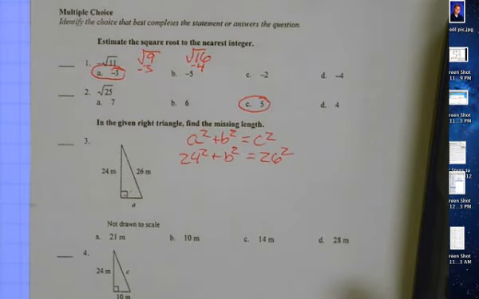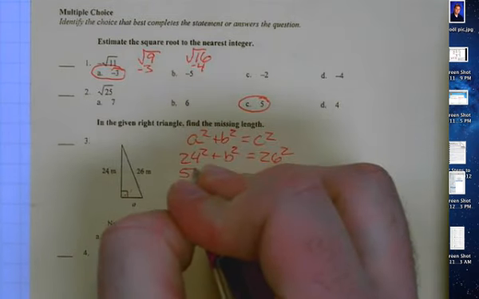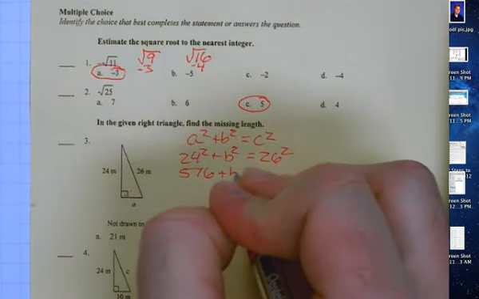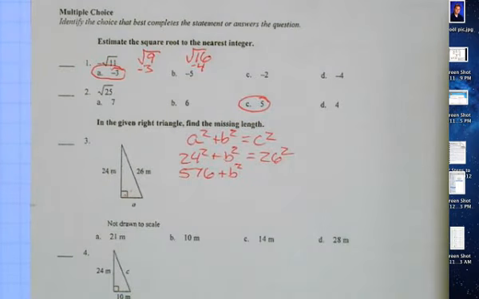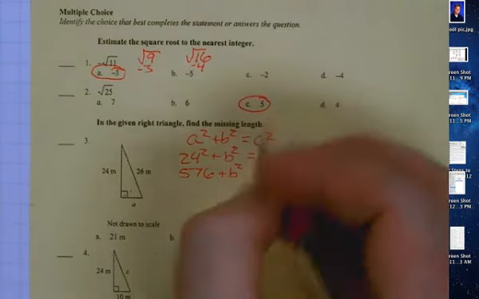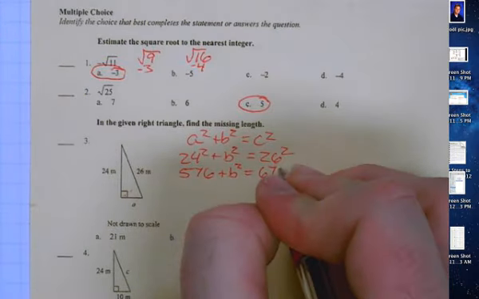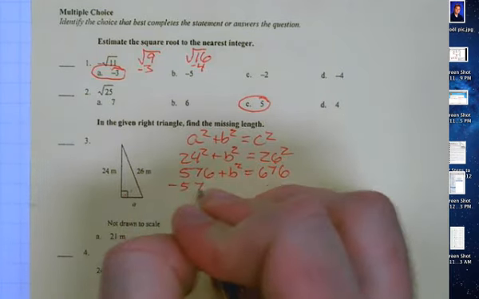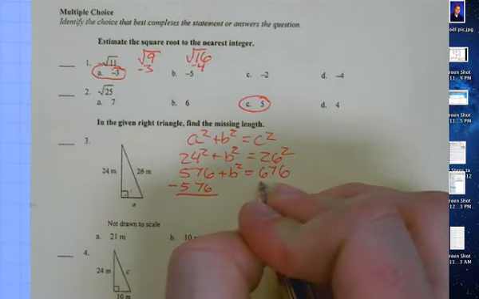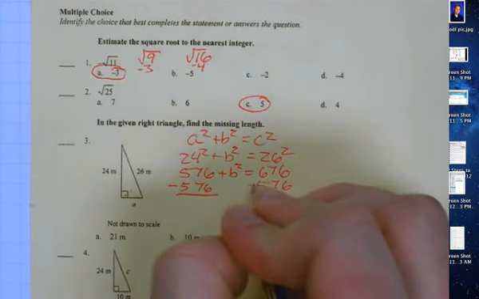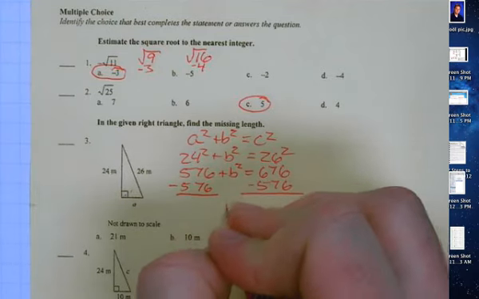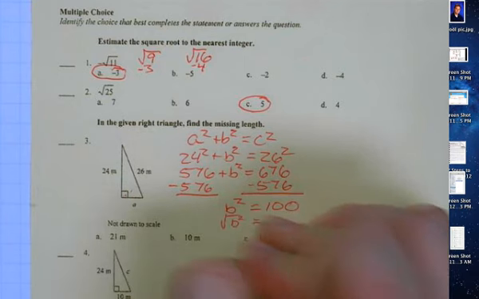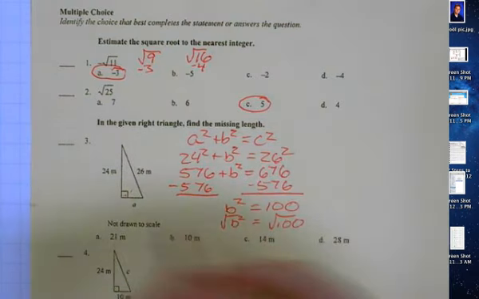So I've got 24 squared is 576, and that's just 24 times 24. It'll take you a little bit of work, but you can do it. And 26 squared is 676. Subtract 576 from both sides, keeping your equation balanced, and you'll get b squared is equal to 100. So take the square root of b squared and the square root of 100, and you will get 10 for an answer.